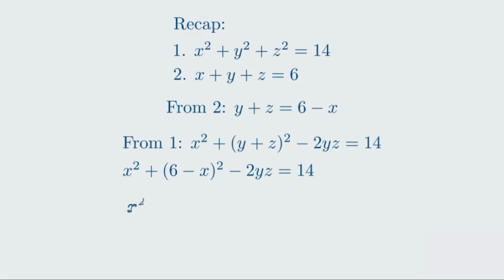Let's expand the middle term, the quantity 6 minus x squared. That gives us x squared plus 36 minus 12x plus x squared minus 2yz equals 14. This is the correct equation before using the first key result.